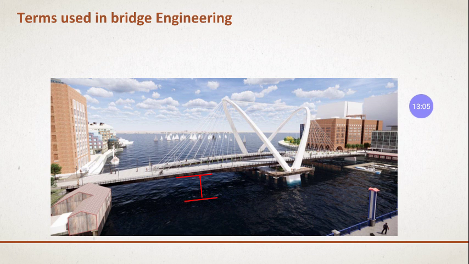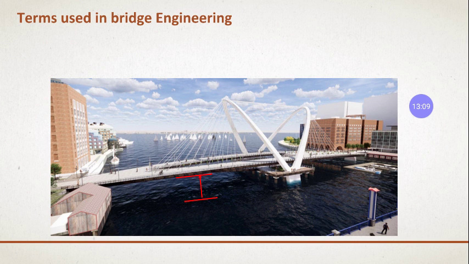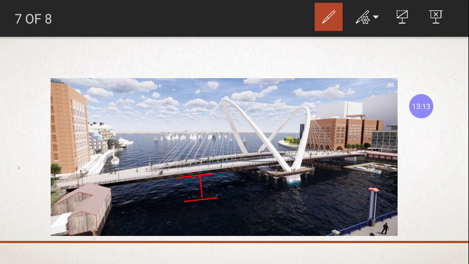Next one is the freeboard. Before going to the definition, we'll understand it here in this image. I have shown two markings here, right? This is the water level, and this part is the bottom surface of the superstructure. This is the superstructure, so this is the bottom portion of the bridge.